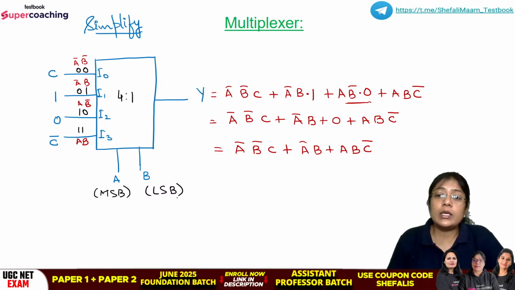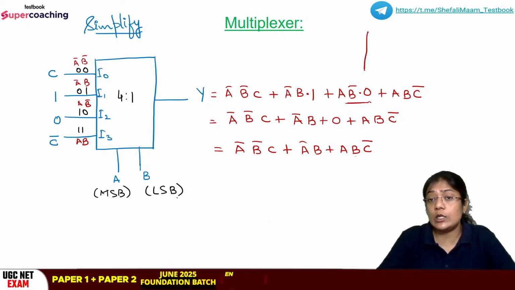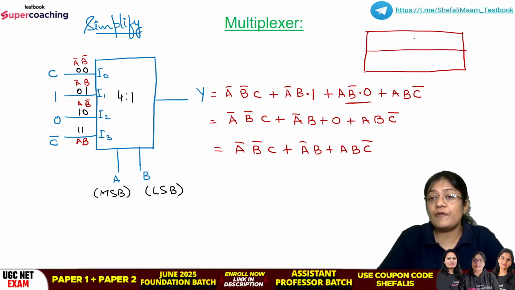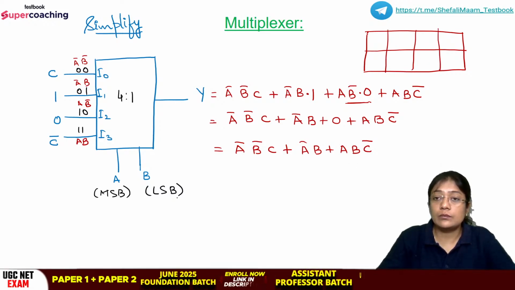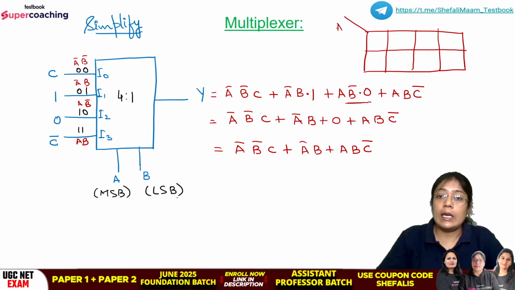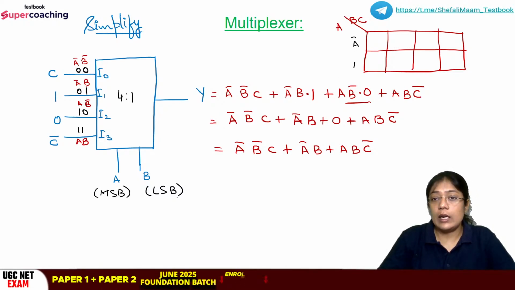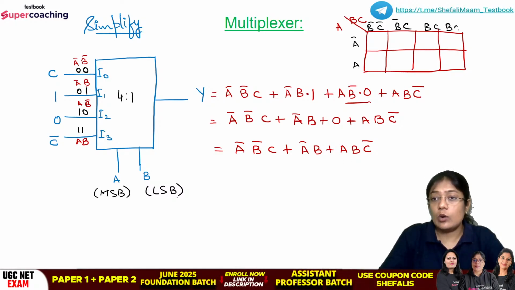You can use the Boolean algebra laws or you can use the K-map. If I'll be using the K-map, so I need to construct a 3-variable K-map. आपके पास एक लॉजिकल एक्सप्रेशन आ गया, अब आपको बस इसे सिंप्लीफाई करना है. So I'm getting here A, this is B and C. So this will be A complement, A, this is B complement C complement, B complement C, BC and BC complement.